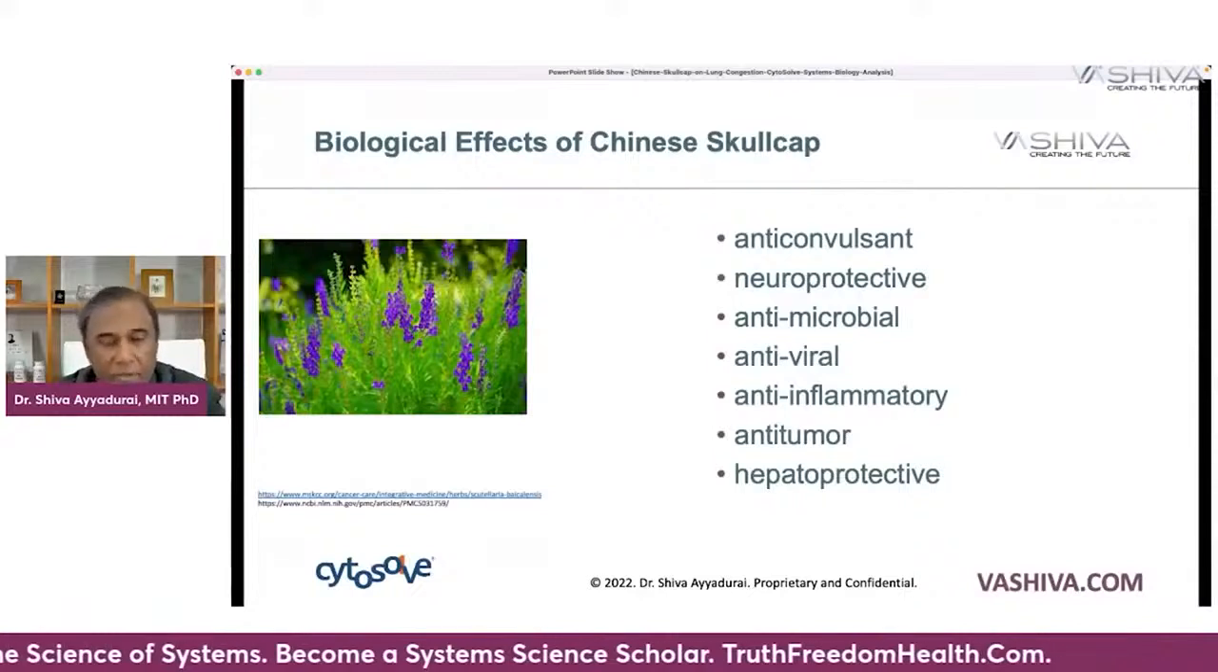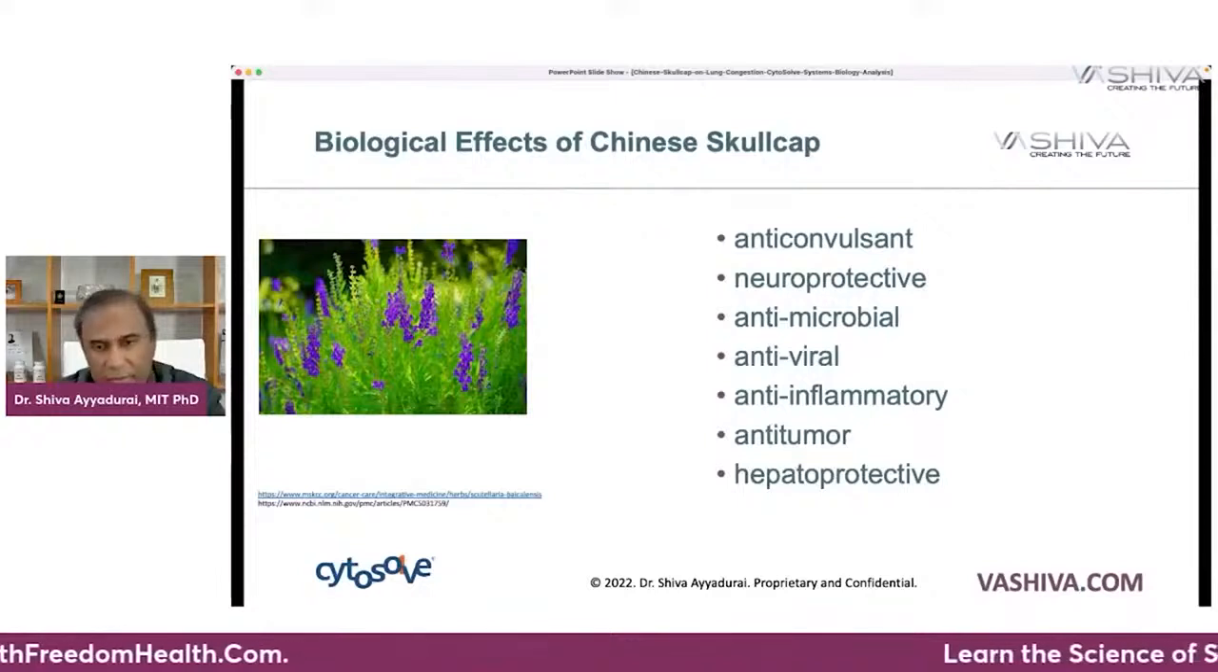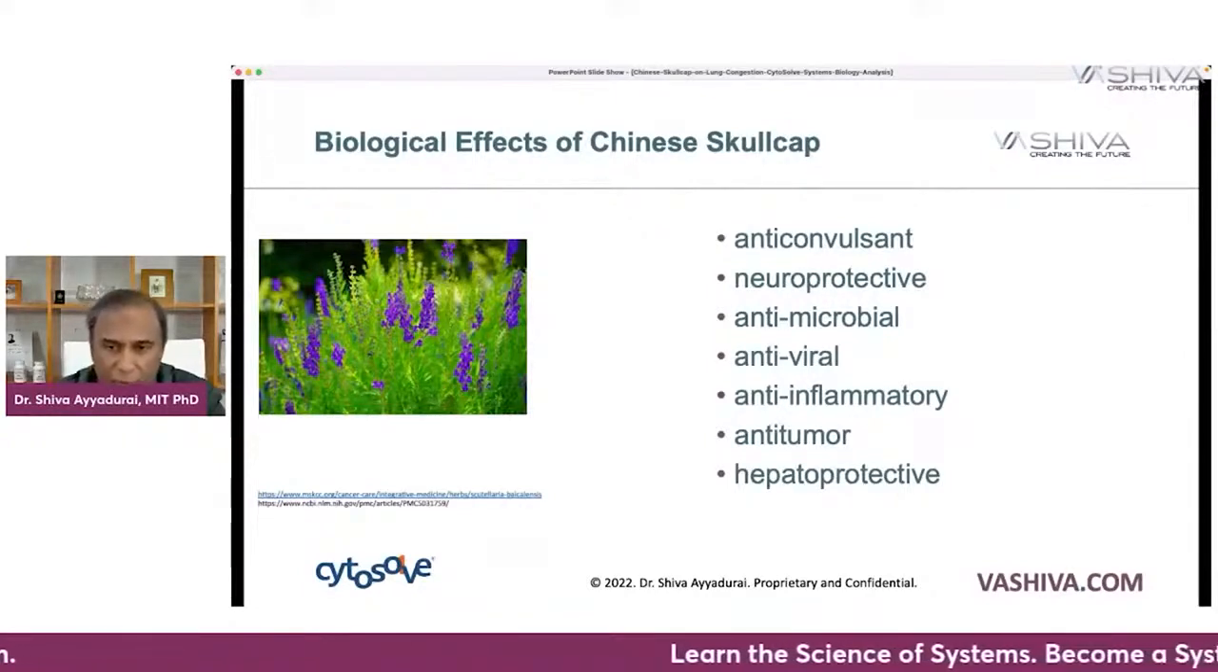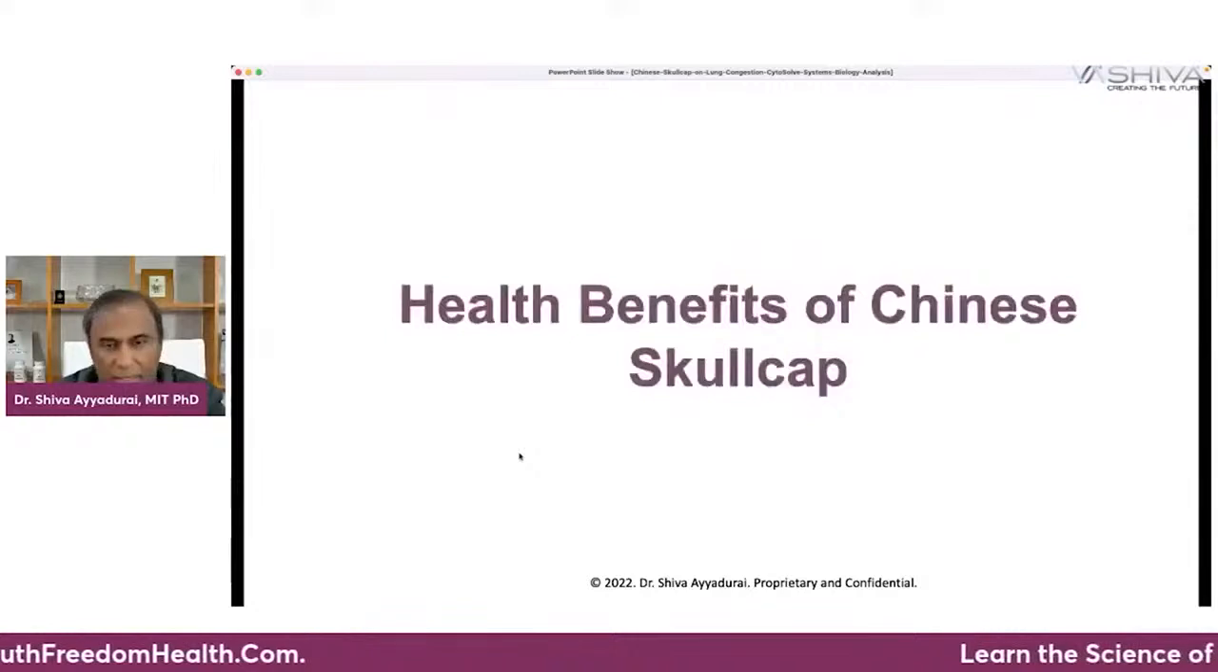It's an anticonvulsant, right? And that's very, very important where you're trying to stop a cough or you're trying to stop something in your congestive issues that are going on. It's a neuroprotector. It's antimicrobial, anti-inflammatory, anti-tumor, and hepatoprotective. So you can look at it, it has these 7 different biological effects, but it also has some health benefits too.